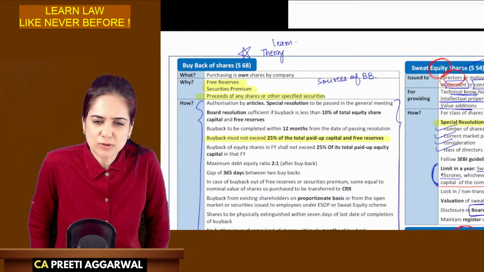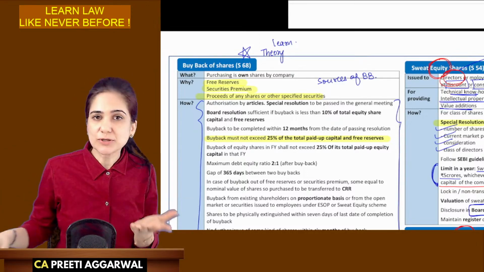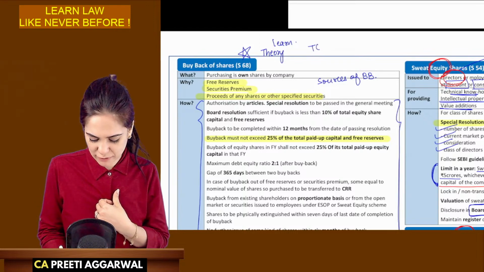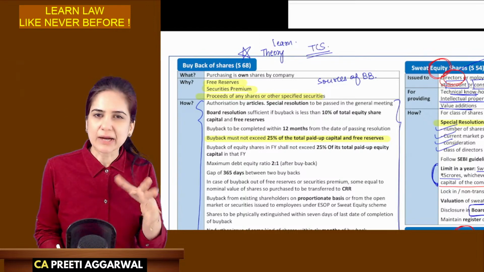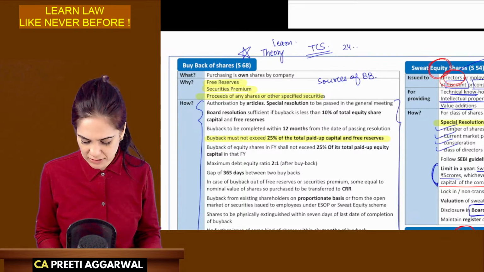Sometimes the companies also buy back the shares just to increase the price. It is a good exit route for the shareholders. Like I had applied for the buyback of TCS. The market price was not increasing, so it was somewhere around 24 something, let's say 24.80.